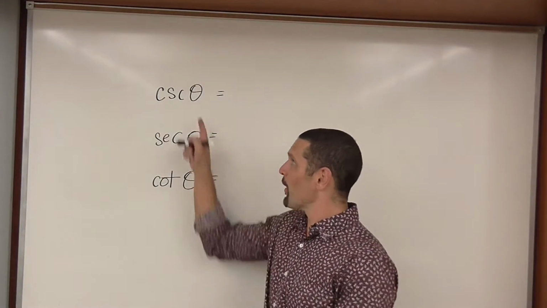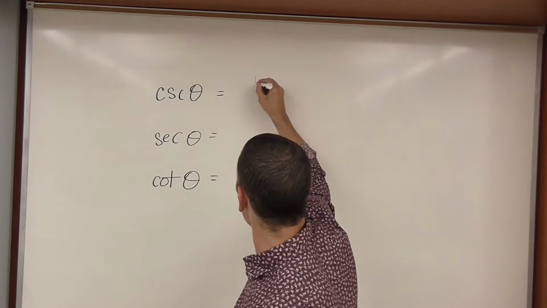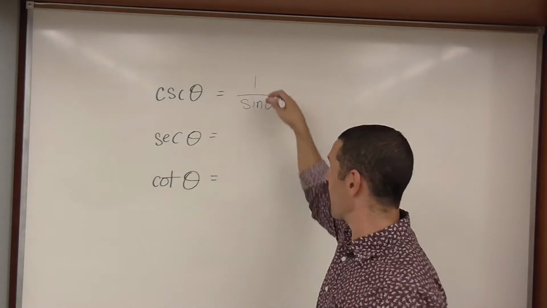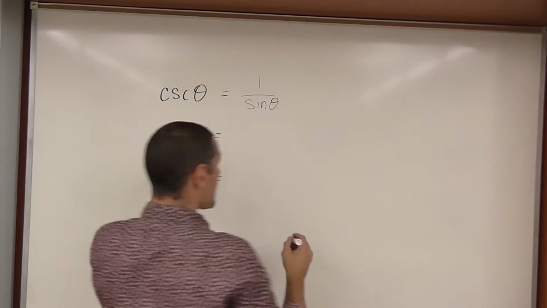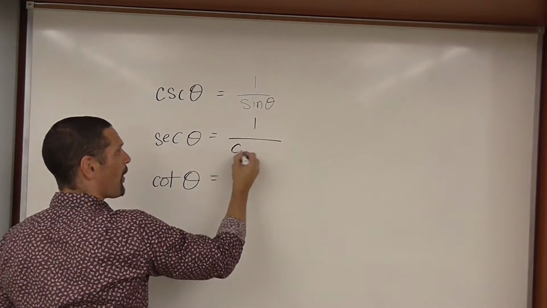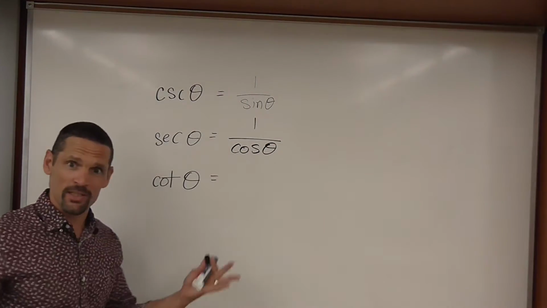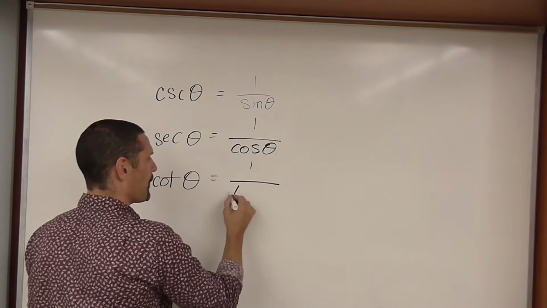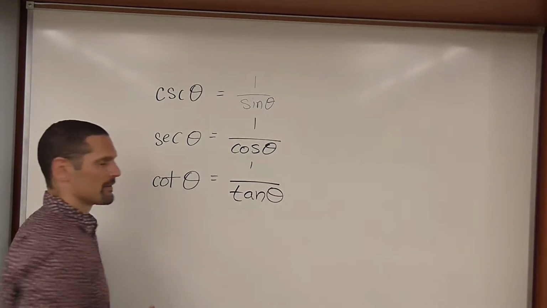The reciprocal of cosecant is 1 over sine. That's what cosecant is equal to, 1 over sine. Secant can be written as 1 over cosine. Those are reciprocals as well. And the reciprocal of cotangent is 1 over tangent theta.